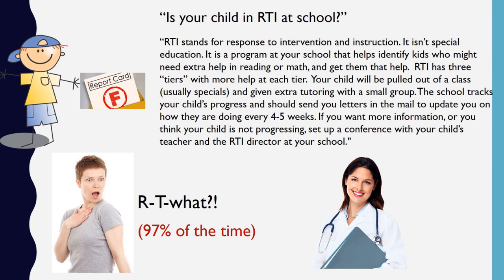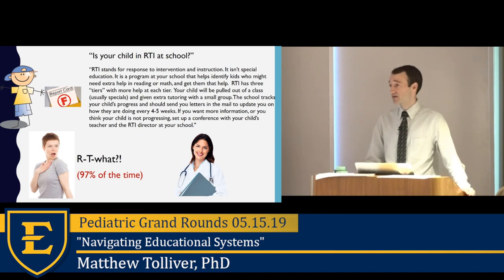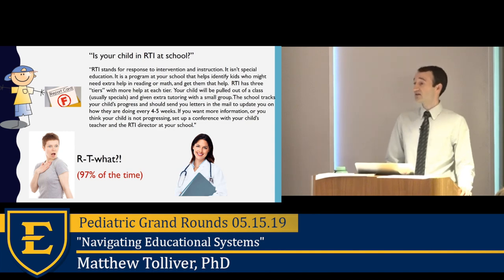And it's got these three levels, or three tiers, and you get more help at each tier. So your kid's going to be pulled out of class, probably their specials class, for 30 to 45 minutes to get that extra help. And the school's going to track your kid's progress every week or every two weeks. And they're going to send you letters in the mail, so expect to get that to see how your kid's doing.